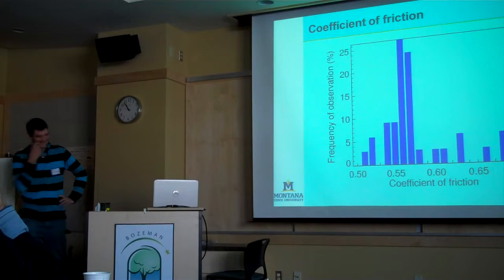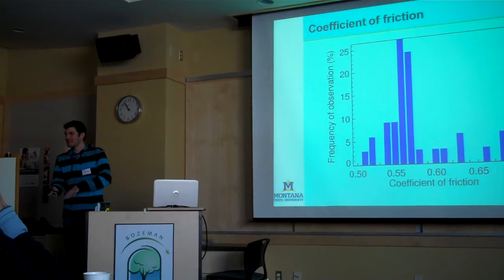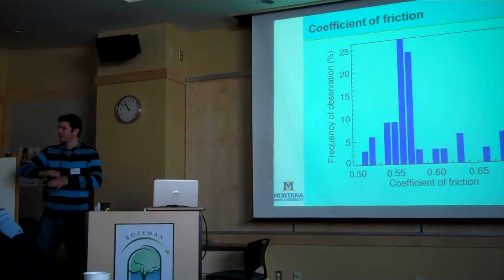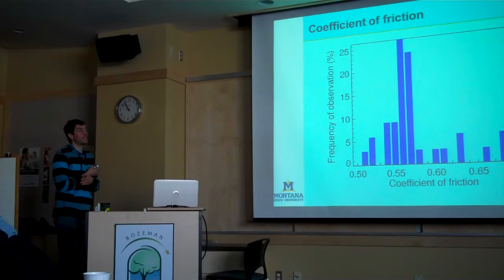But obviously the friction is not only going to depend on what kind of weak layer, but also the bed surface. If you have an irregular bed surface, it might have a high friction.